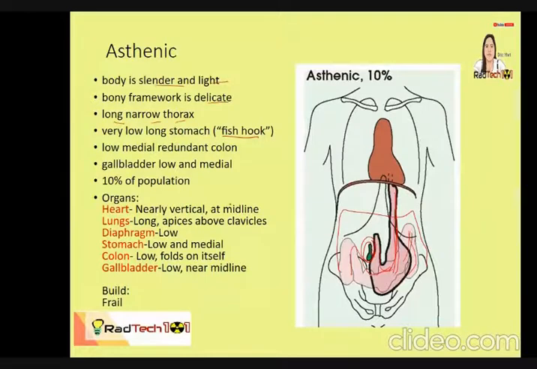So, sa heart, nearly vertical. So, mahaba yung heart niya. Saka parang nasa midline. Long apices above clavicles. So, mas mahaba pa yung lungs niya kaysa sa sthenic. Then, above the clavicles. Diaphragm, mababa, low. Colon, ito nga siya sa ilalim. Gallbladder, low then near midline. Build is frail. So, delicate.